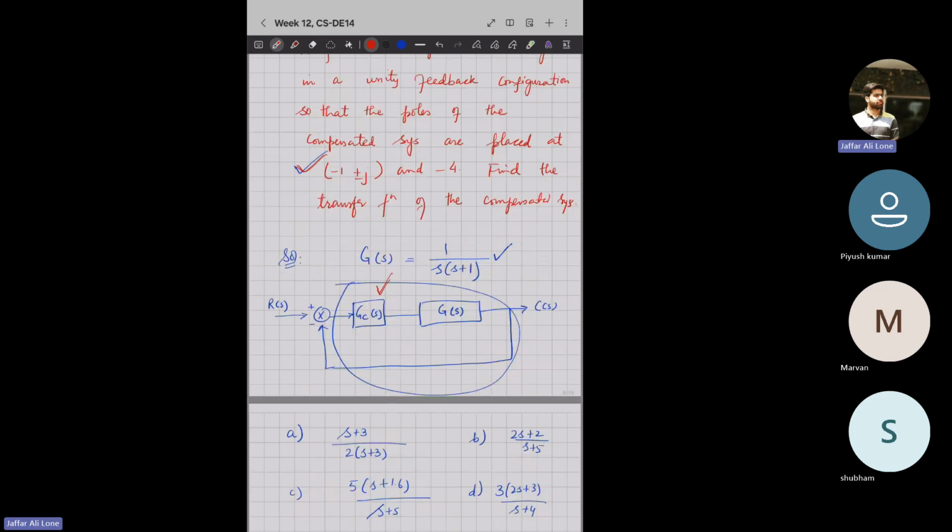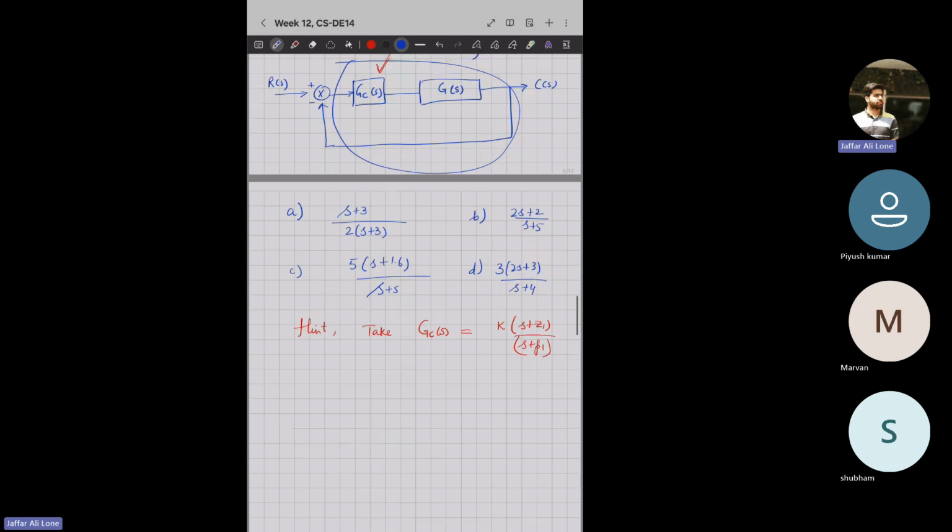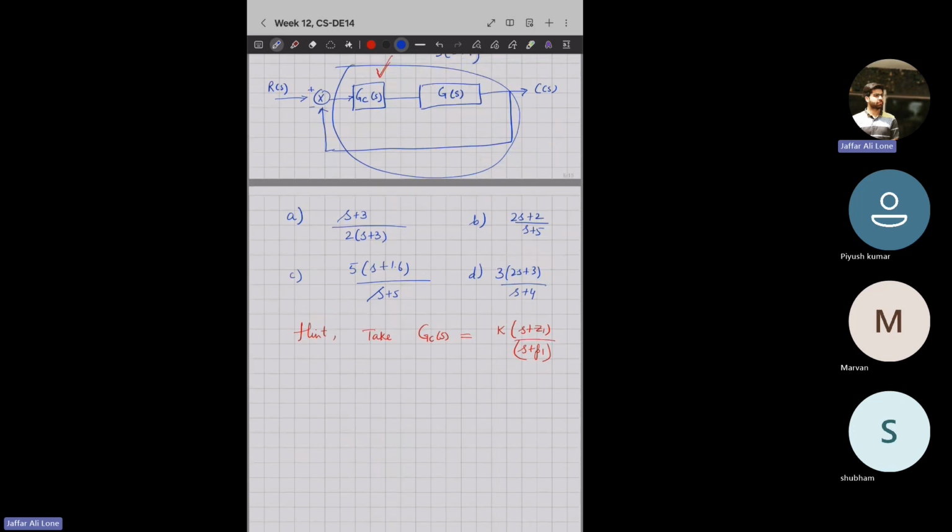So just find the characteristic equation, or find a general form of characteristic equation. We can also find the characteristic equation from these poles, and then we can compare and get the values of z1, p1, and k, and eventually we will get the transfer function of the compensator system. It's a very good question. It's a general question. It is not directly linked to compensators.